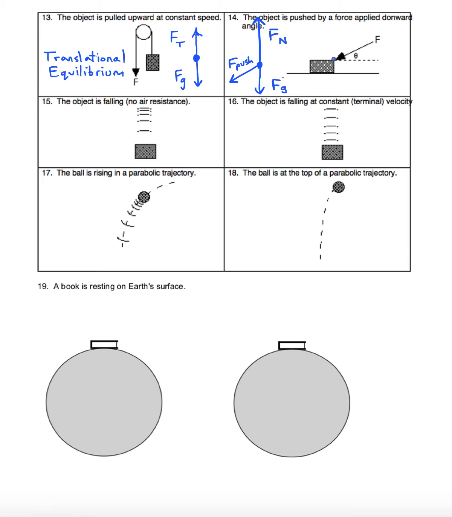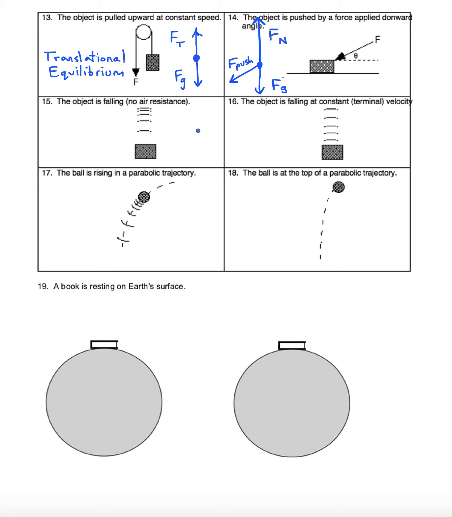Now, they didn't say whether there was friction or not. So if there's friction, then there could be translational equilibrium. If there's no friction, then there wouldn't be. So it sort of depends for that one. According to the diagram I've drawn, the box would be accelerating because there'd be an unbalanced force in the x direction.